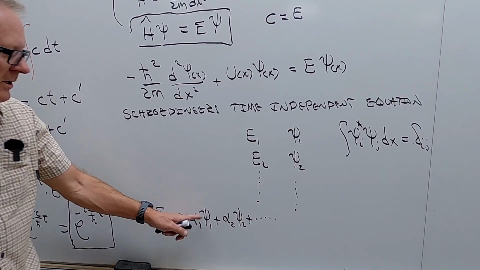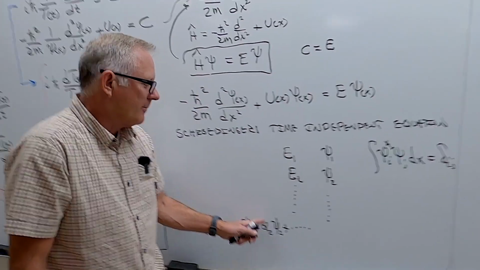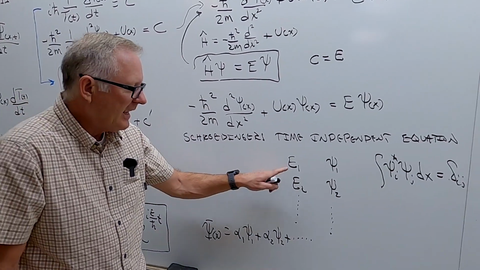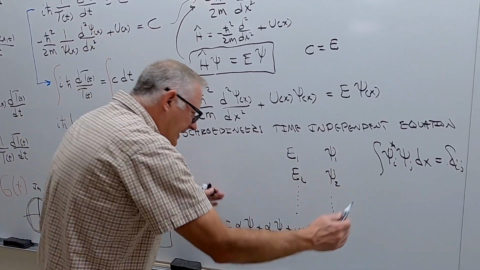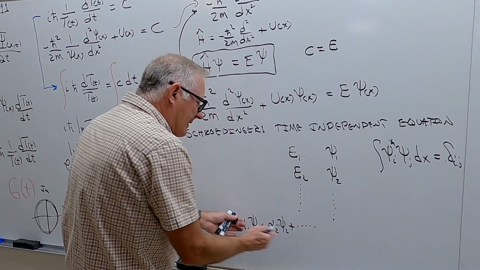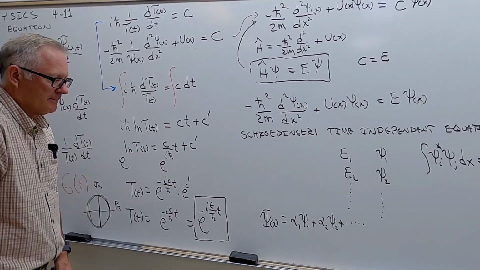Where this times this complex conjugate is the probability of measuring psi 1, this squared is the probability of measuring psi 2, and so on. And if I measured, say, E1, this state would collapse to just psi 1. If I measured E2, this big thing would collapse to just state psi 2 right there.